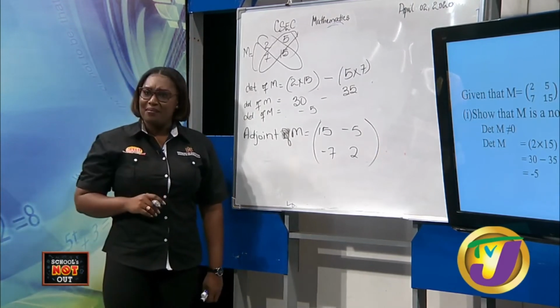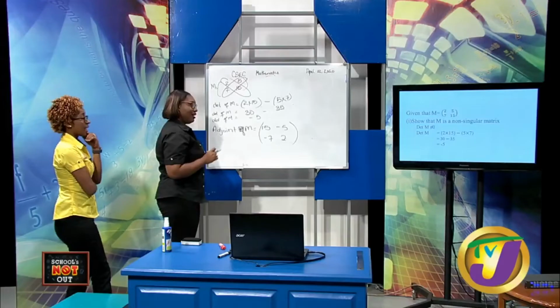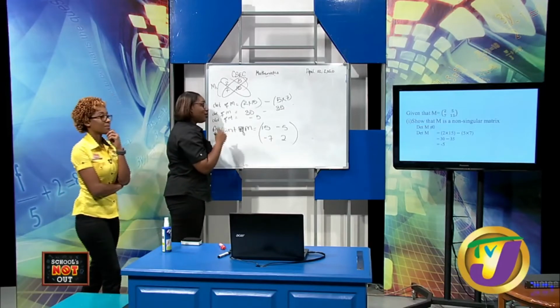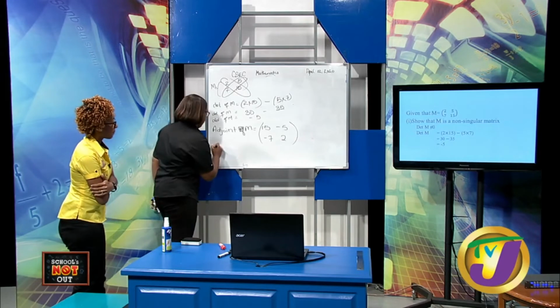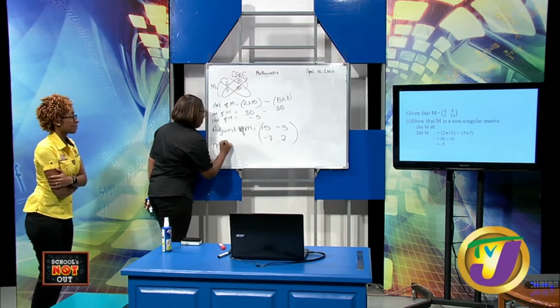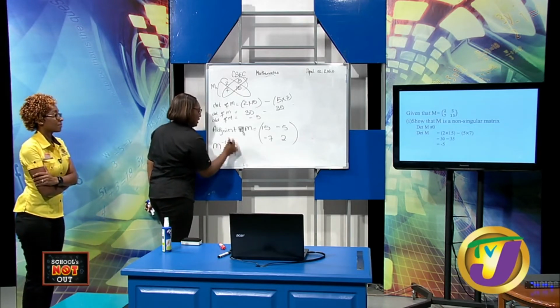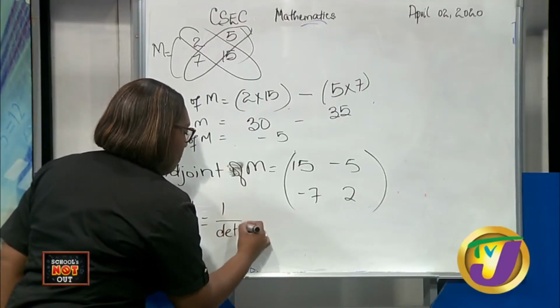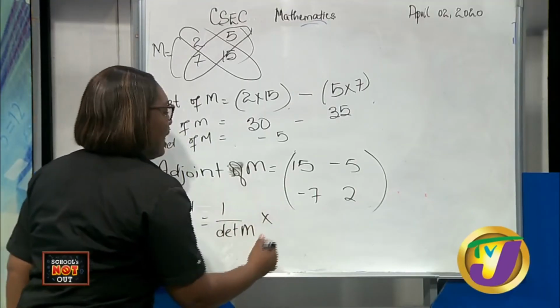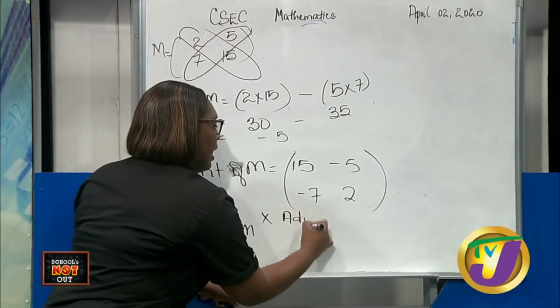But am I going to stop there? Not at all, because we're asked to find the inverse. So let's go ahead and find the inverse of this matrix by putting it all together. The inverse, M to the power of negative 1, is equal to 1 over the determinant of M multiplied by the adjoint of M.